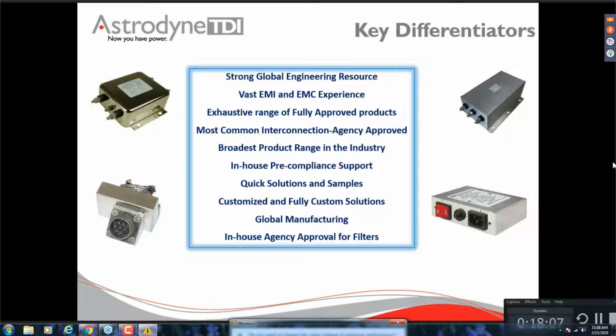For a standard filter, it doesn't matter. We can sell 50 of those, it doesn't matter. But when you're looking at customization, the number comes into play. All right, thank you.